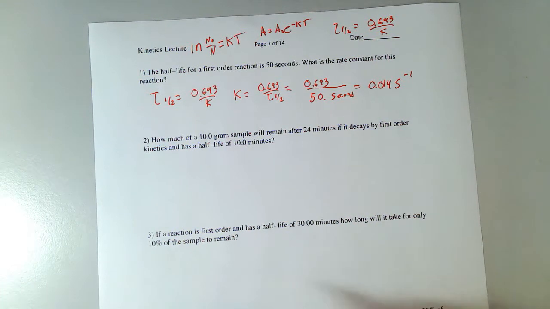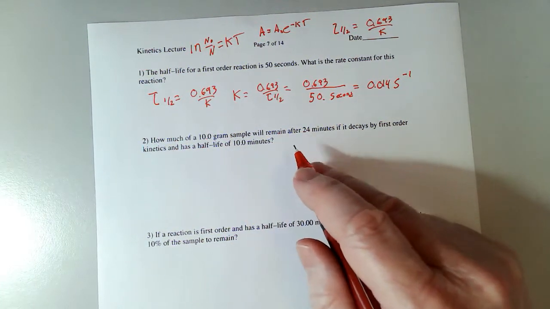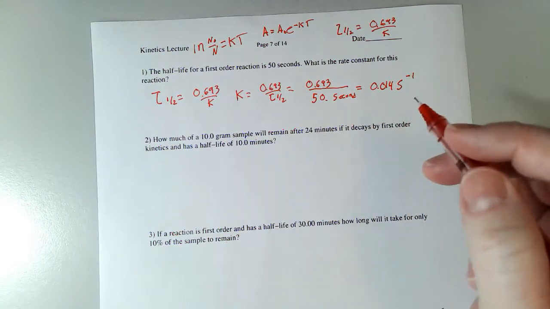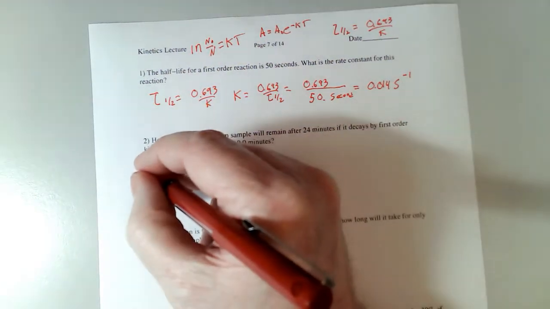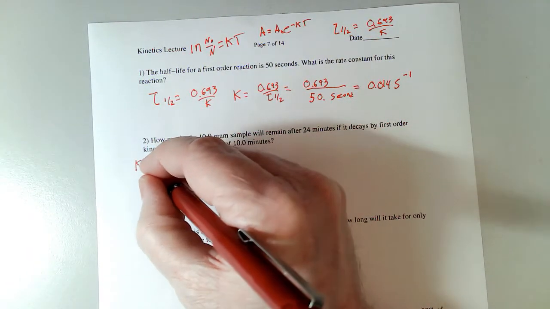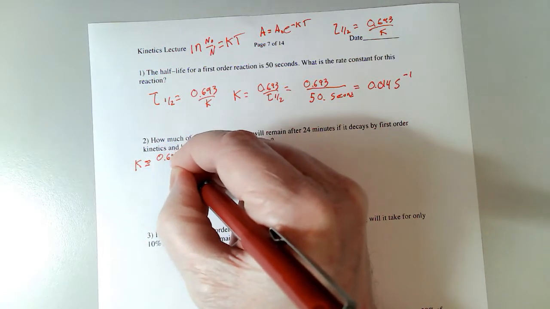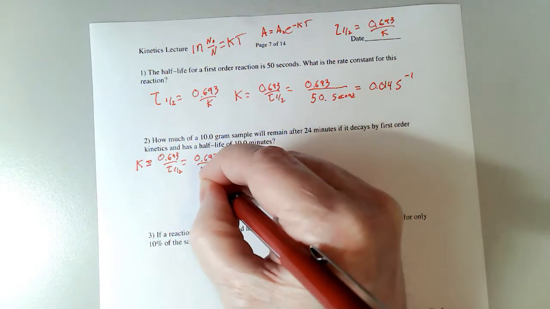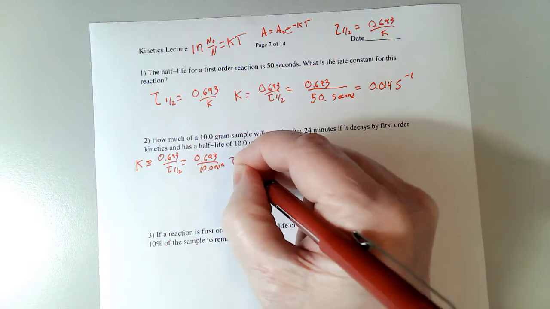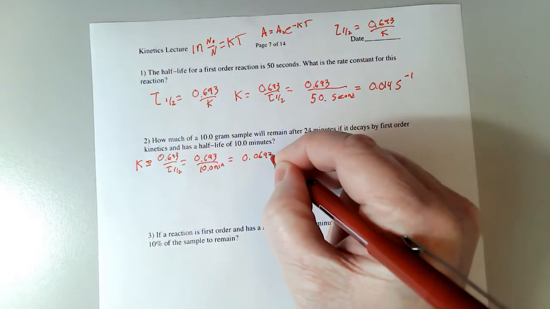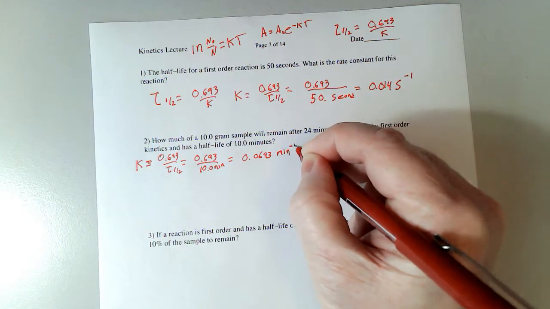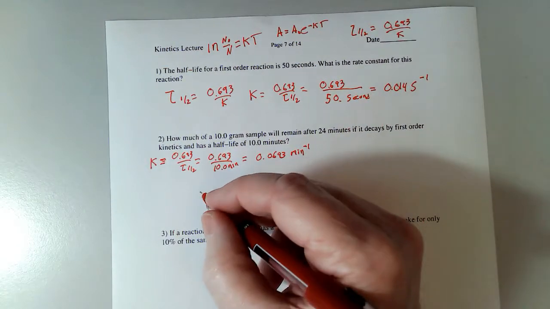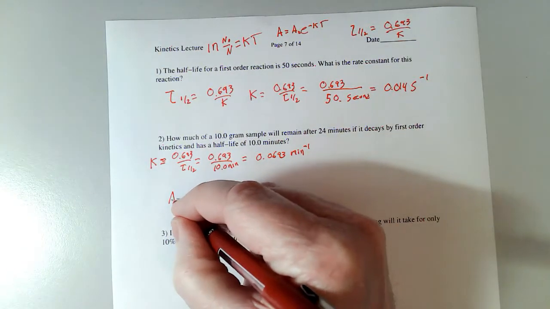So now we're asked how much of a 10-gram sample remains after 24 minutes if it decays by first order kinetics and has a half-life of 10 minutes. First off, let's get the k. k equals 0.693 over T1 half, which is 0.693 divided by 10 minutes, which is 0.0693 per minute.